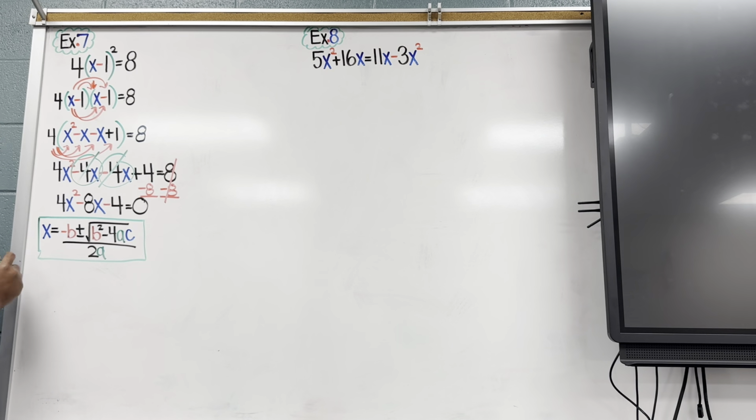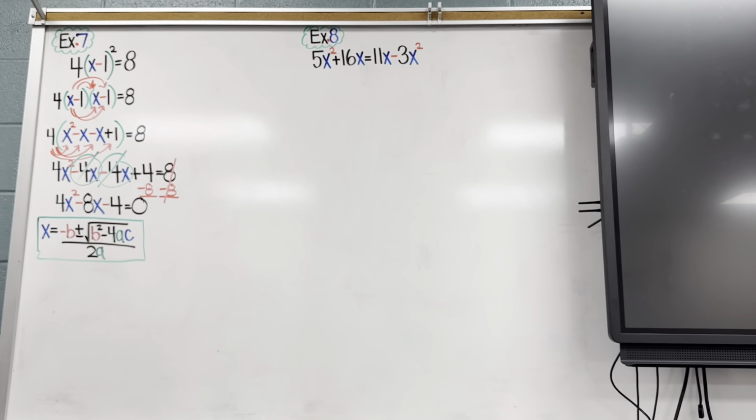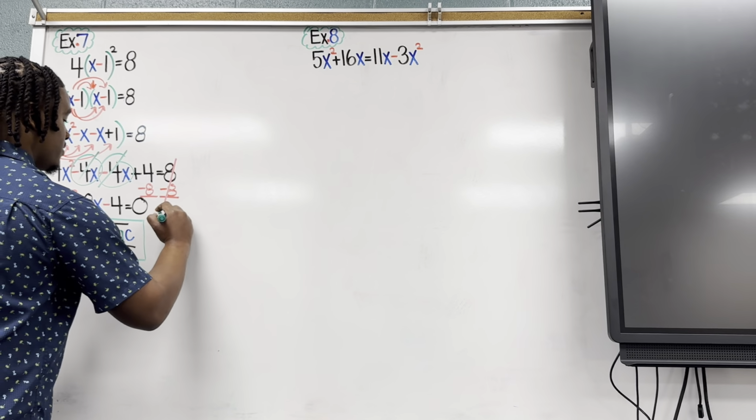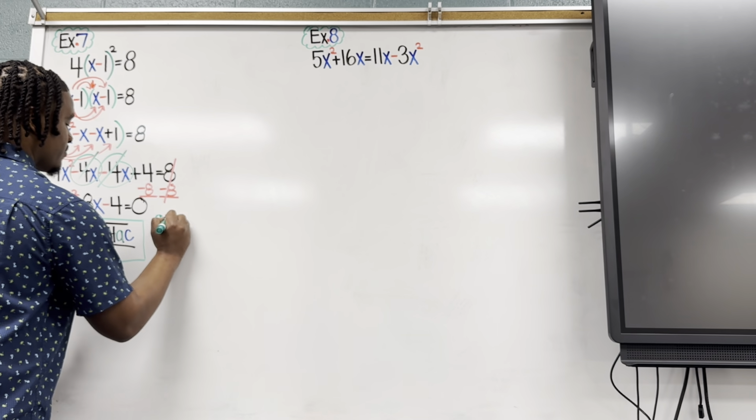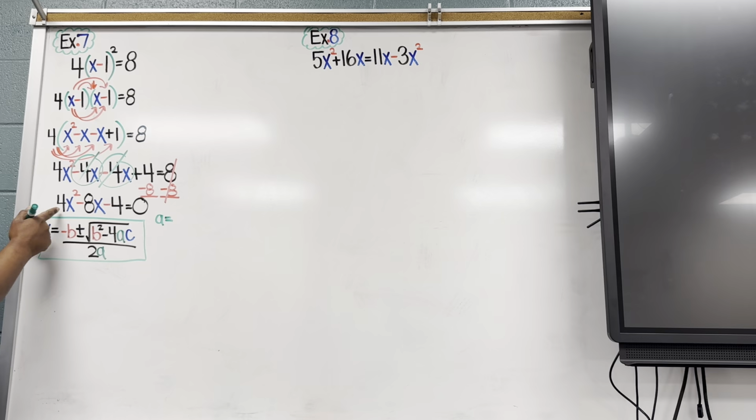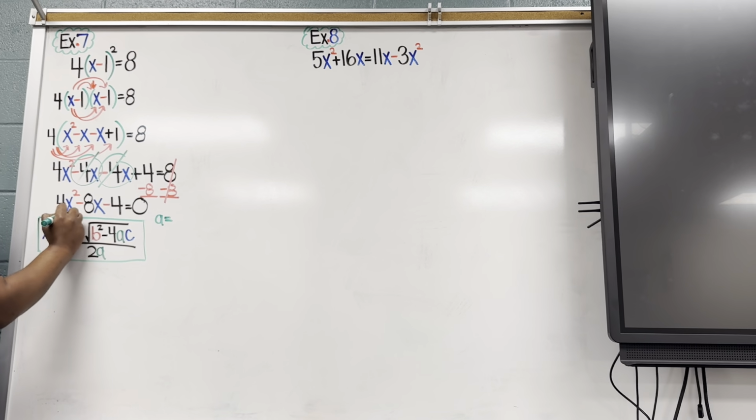Now we need to figure out the values of a, b, negative b, and c. Let's start. The value of a, remember, is always the coefficient attached to x squared, which is 4.